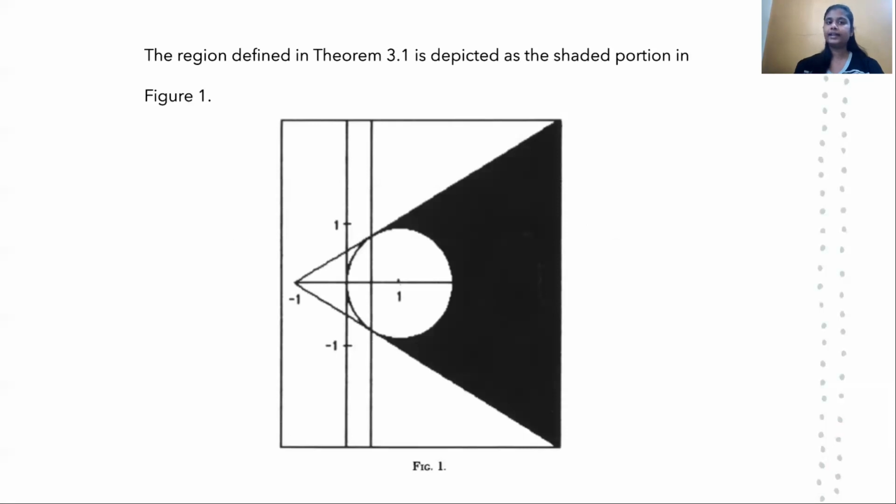The region defined in Theorem 3.1 is depicted as the shaded portion. So this figure shows that the three conditions are satisfied, and the shaded part is the set of values we got. Thank you.